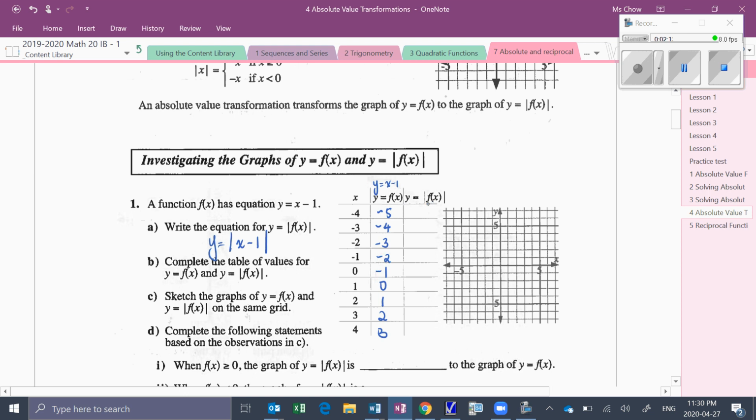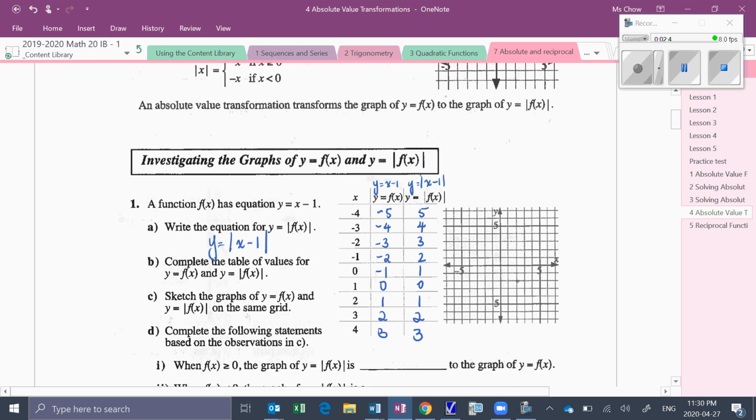And then y equals the absolute value, so that is y is equal to the absolute value of x minus 1. So we've already got our x minus 1 values here, so if we simply take the absolute value of negative 5, that is of course 5, 4, 3, 2, 1, 0, absolute value of 1 is just 1, 2, and 3. And so now we're asked to sketch both graphs.